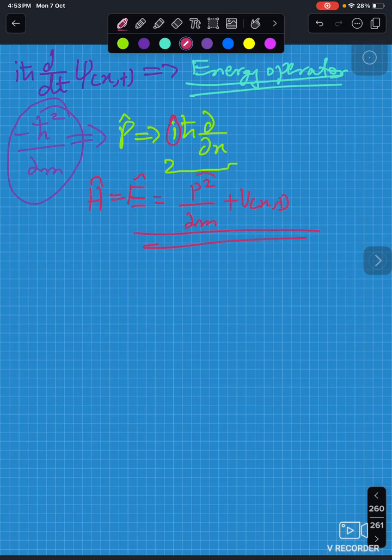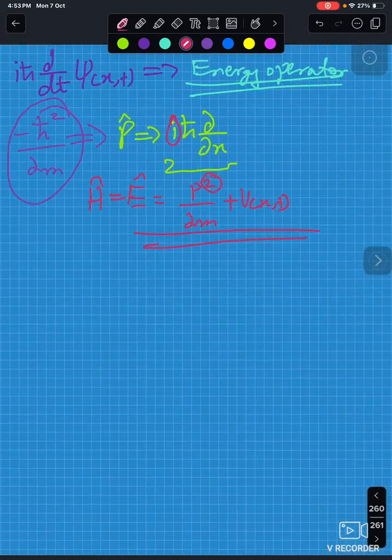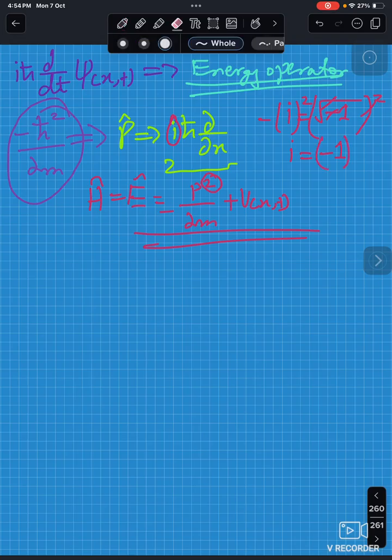Here, because of this square, the i vanished, because we know that i is equal to the square root of minus 1, and the square of i is minus 1. Since we have a minus here in this equation, an inside minus and an outside minus will give us positive 1. So that's why the i is not added.